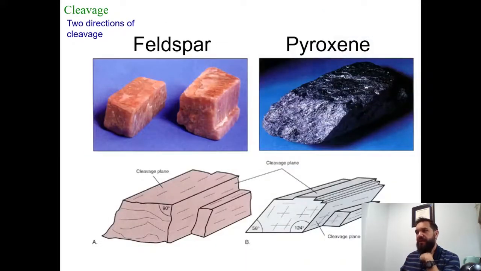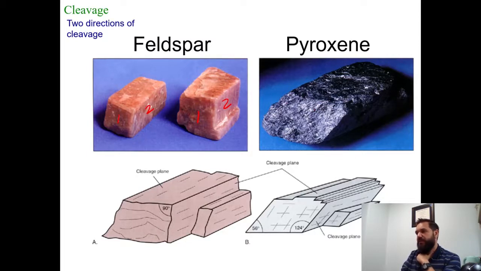Feldspar and pyroxene like to split in 2 directions, forming this more blocky look. See this? Here's cleavage plane number 1. There's cleavage plane number 2. And some of these things even look like there might be 3 cleavage planes. Maybe there are, but, well, no, there are only 2. Sorry.